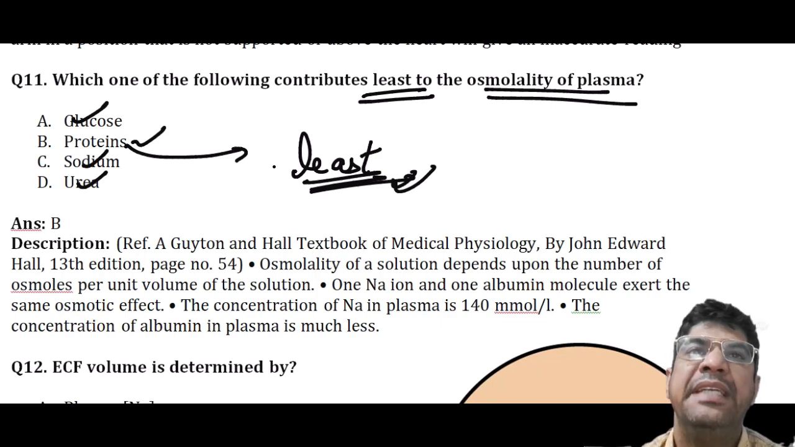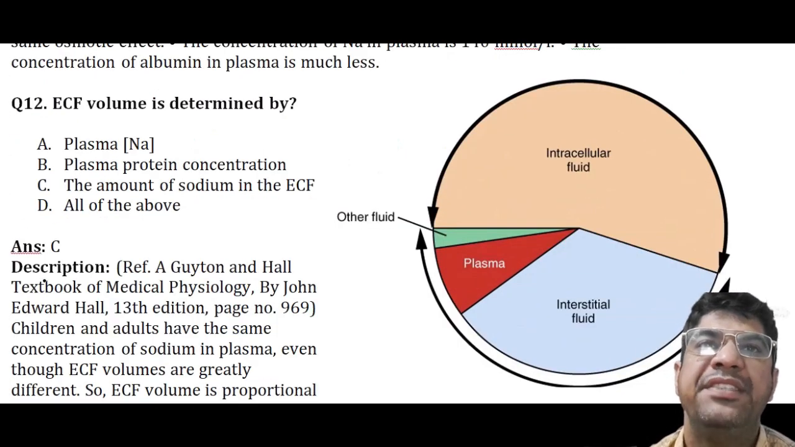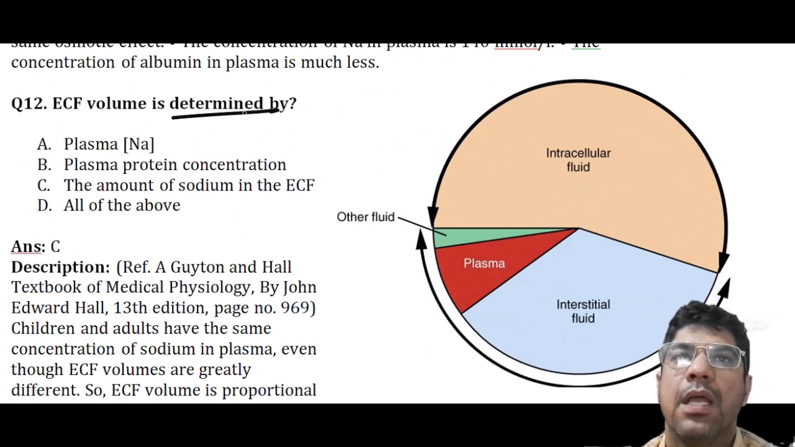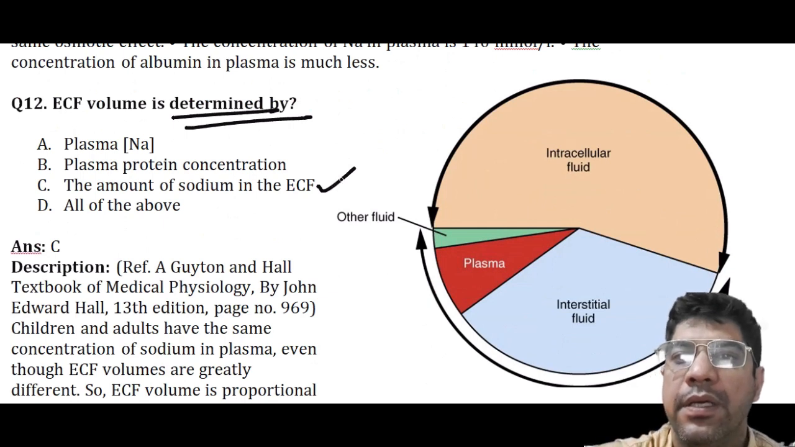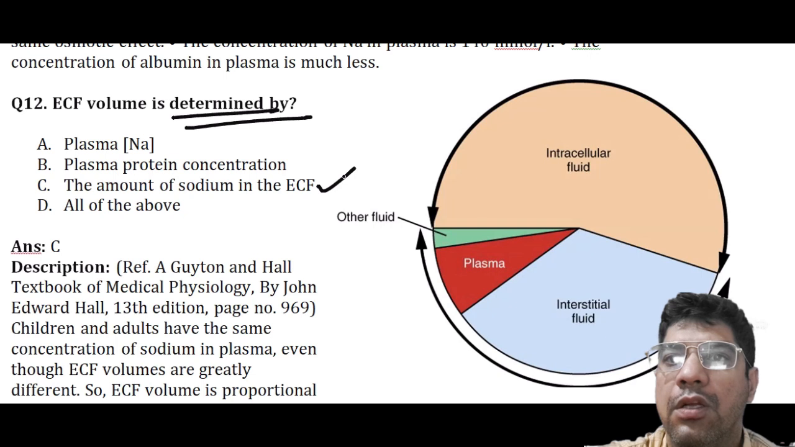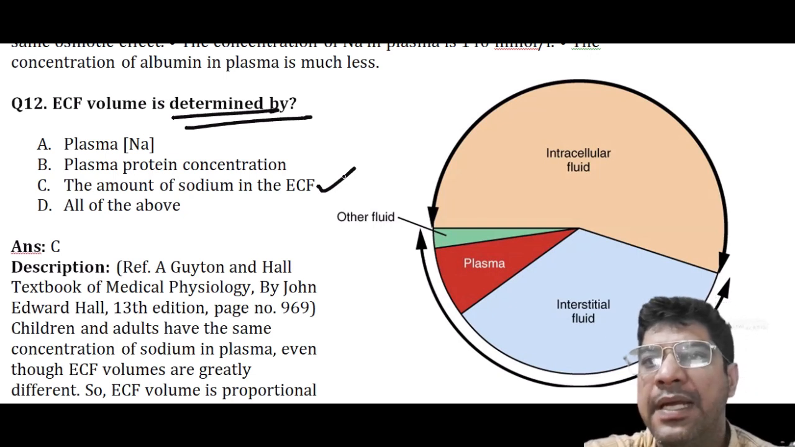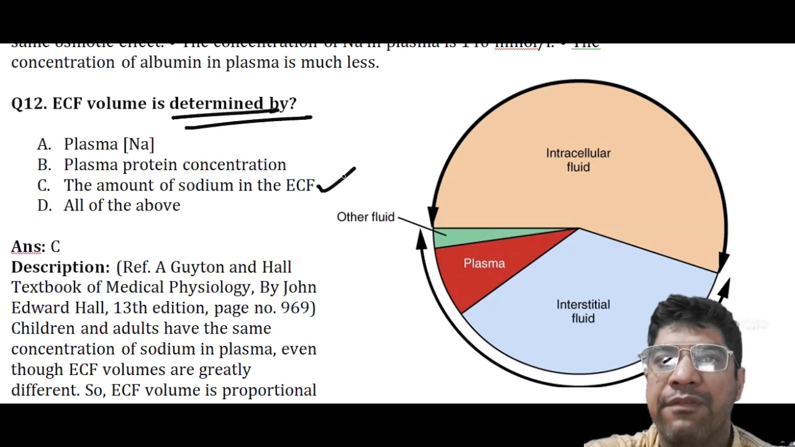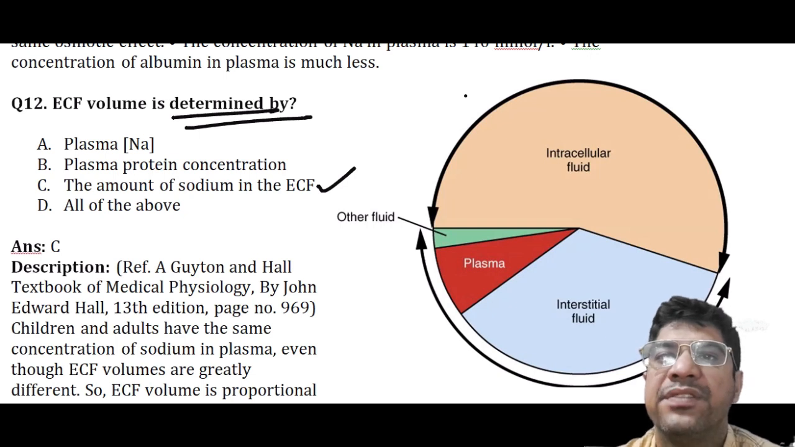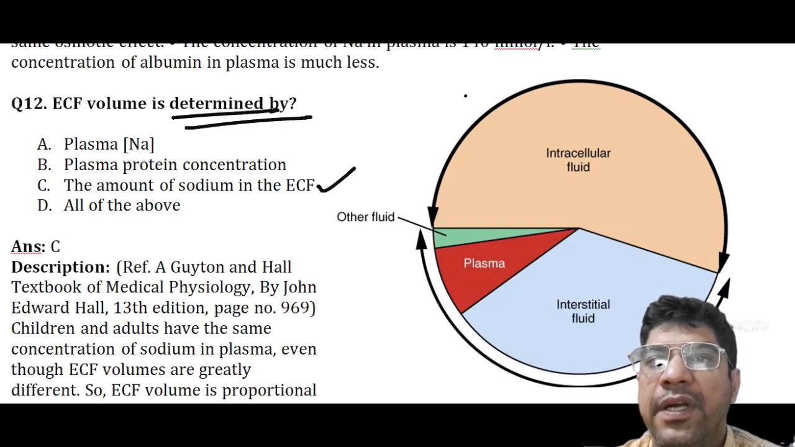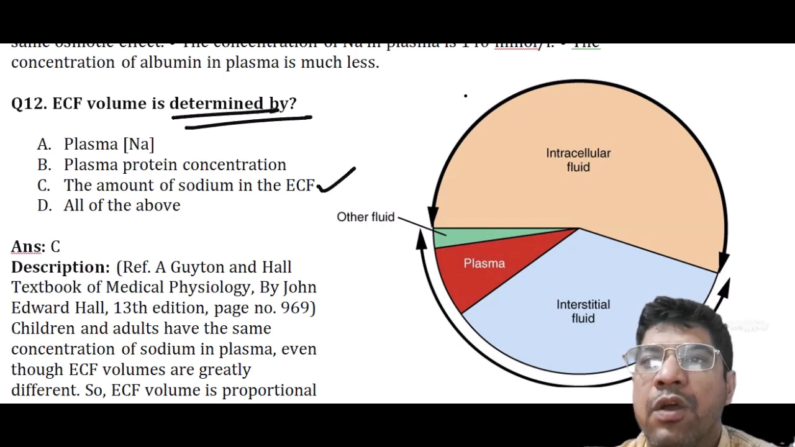Coming to the next question, the ECF volume. ECF volume is determined by the amount of sodium in the extracellular fluid. ECF volume is primarily determined by the amount of sodium in the extracellular fluid. The extracellular fluid, we know, is the fluid that exists outside of your cells in your body. These fluids include the liquid part of your blood and the fluid surrounding your cells. So the question is, what determines the amount of ECF in your body?